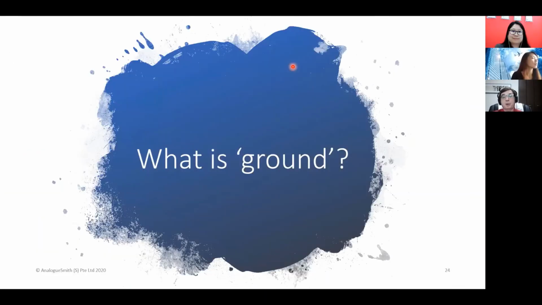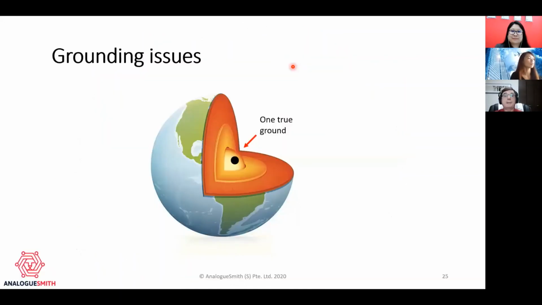So the final one: what is ground? And where is my ground is an important question that you should ask. Okay, so we have lots of grounding issues actually. Grounding issues come up a lot. A lot of problems are caused by grounding issues.